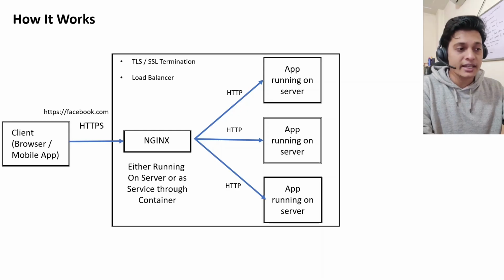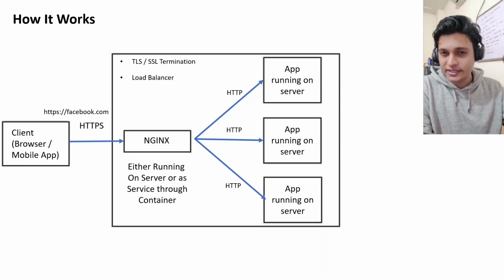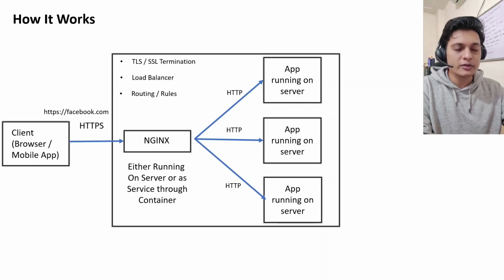Okay. What is the second thing it does? It does load balancing. As I told you, this Nginx has the capability to check which server has the less load. So it will redirect the traffic to that server so that your application will provide optimal service. So it provides load balancing too, this Nginx. Then routing rules.